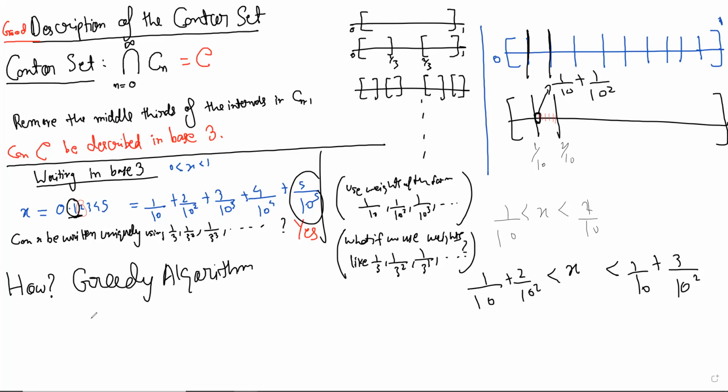Meaning that you basically take away. So you're trying to write x using these pieces, and obviously you're not allowed to have more than 2 copies of any piece. That's an important condition. You're not allowed to take more than 2 copies of any piece when you're writing it in base 3.